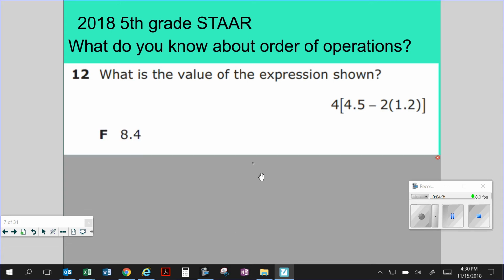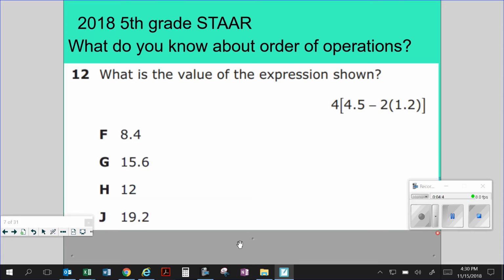Welcome back. So which one did you find as the answer? 8.4, 15.6, 12, or 19.2? Well, let's see. First of all, it's 4 groups of 4.5 minus 2 groups of 1.2. So we need to do inside the grouping symbol. What is 2 groups of 1.2? That'll be 2.4. So 4 groups of 4.5 minus 2.4.